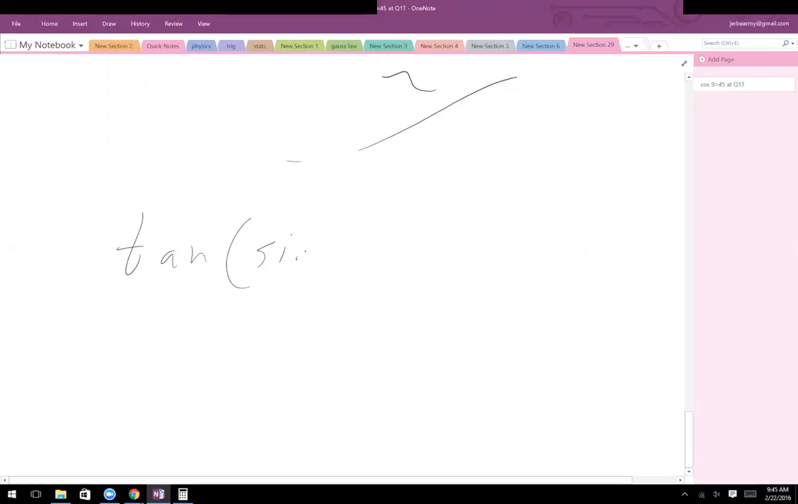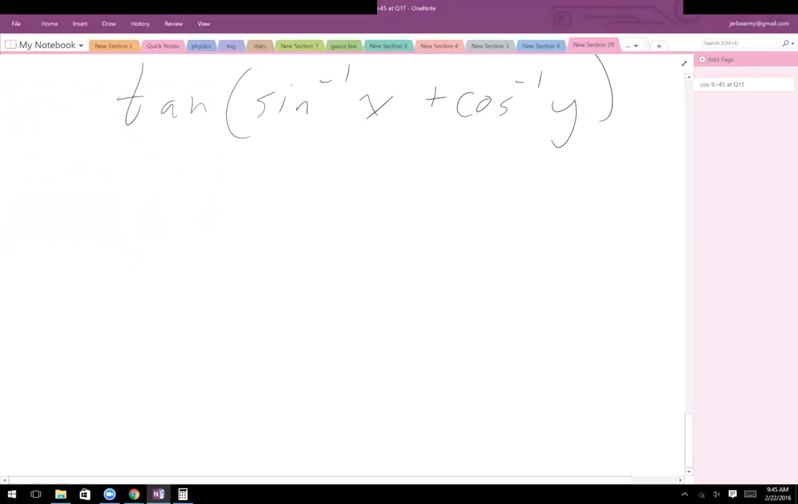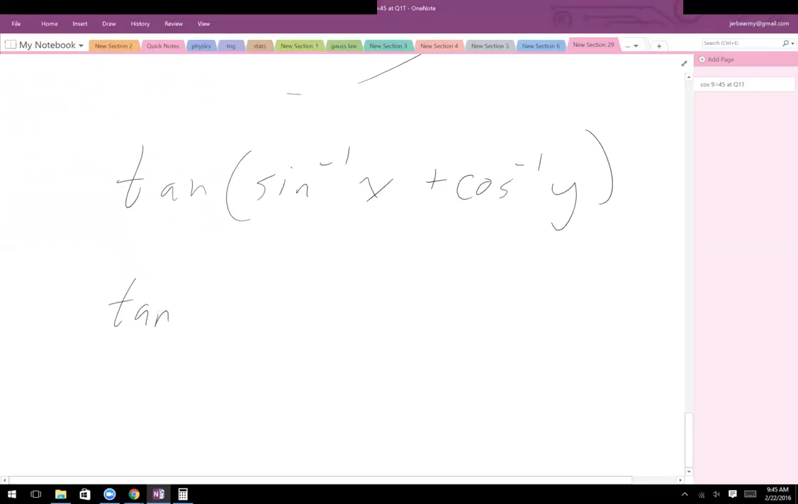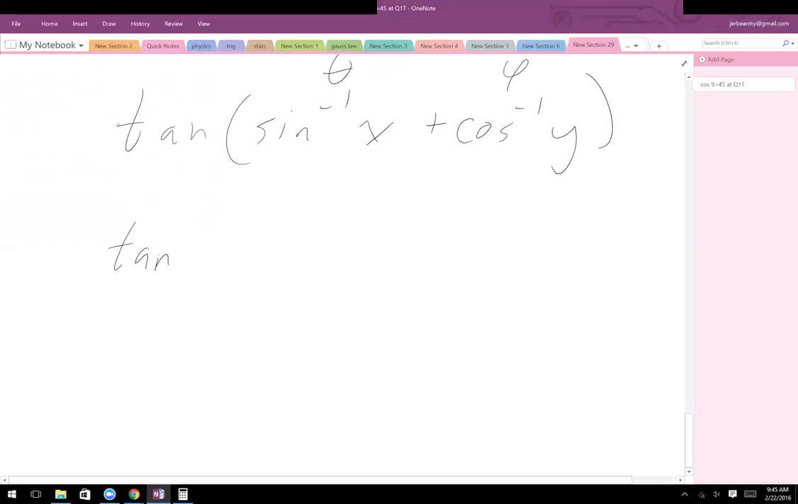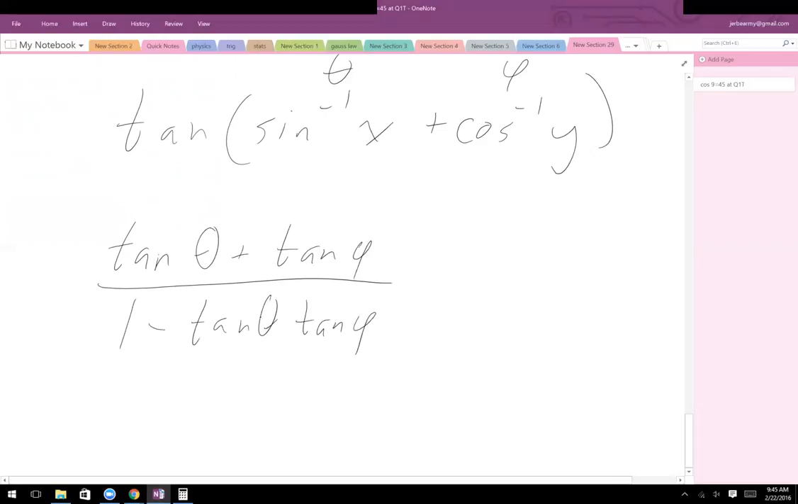Tangent of inverse sine of x plus inverse cosine of y. The first thing we know is that this is the tangent of two things added. Let's call them theta and phi, just so I don't have to rewrite. So tangent of theta plus phi is tangent theta plus tangent phi over 1 minus tangent theta times tangent phi. Right? So we just need to find the tangent of those two angles, and we do the same thing we did a second ago.